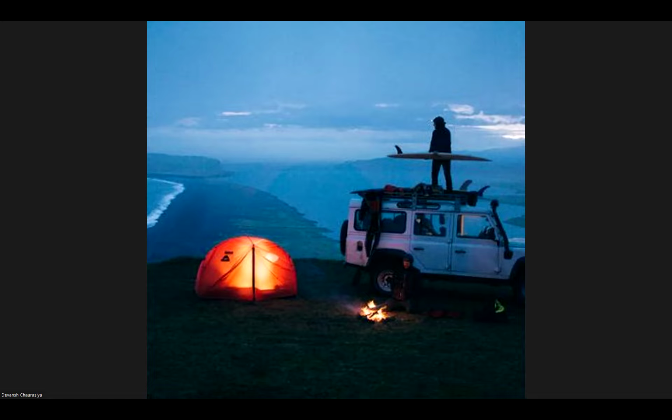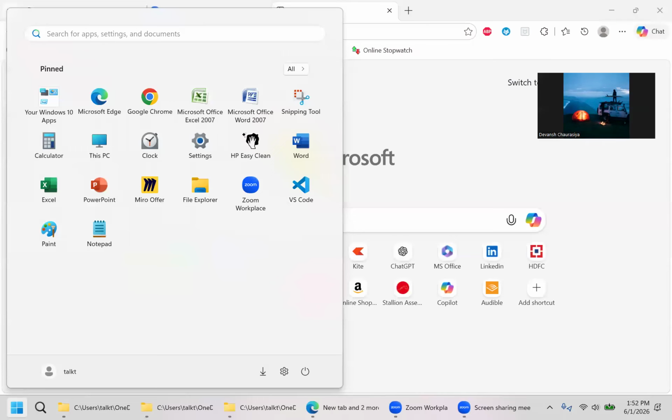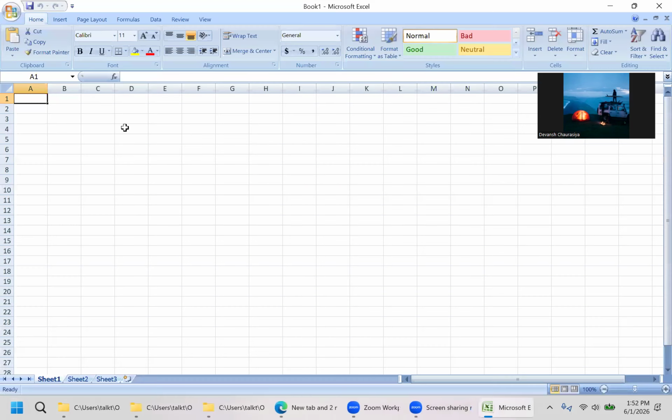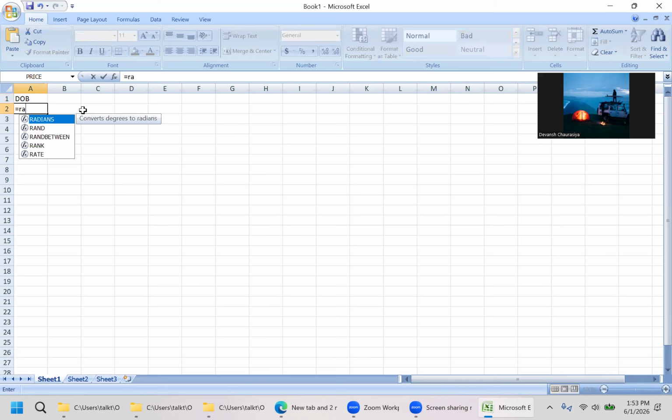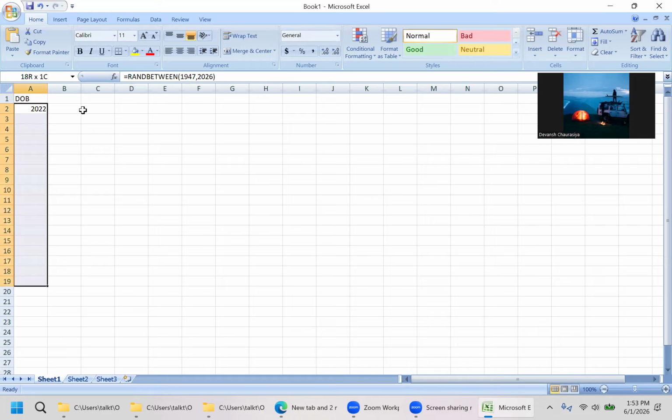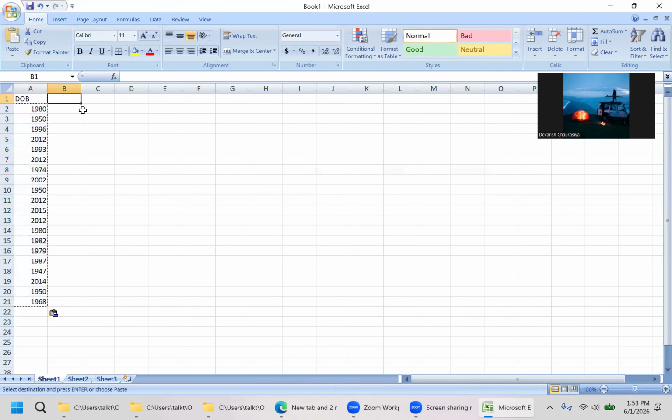Now, let me share a very basic example to help you understand what we do in feature extraction. Let us say we have date of birth of the person. Let me generate some dates of birth from 1947 to 2026, 20 data points. Now, what's the age of the person? That will be equal to 2026 minus this.